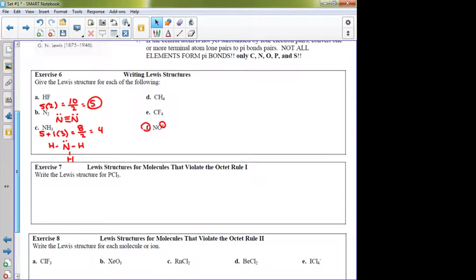The least electronegative goes in the middle, unless you're dealing with something that has hydrogens on it. Hydrogen always has to be at the end. It can never be in the middle.